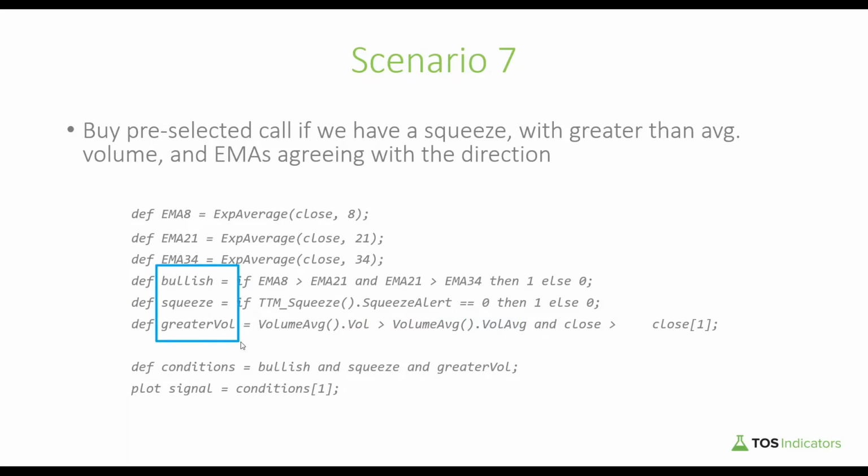So these three conditions right here, we combine them into one variable that we're going to call conditions, and we plot the signal to be true one more time if it's true on that previous bar, because that then means that, hey, all these conditions met on that previous bar at that previous bar's close. We can now go ahead and enter this position at this current bar's open.